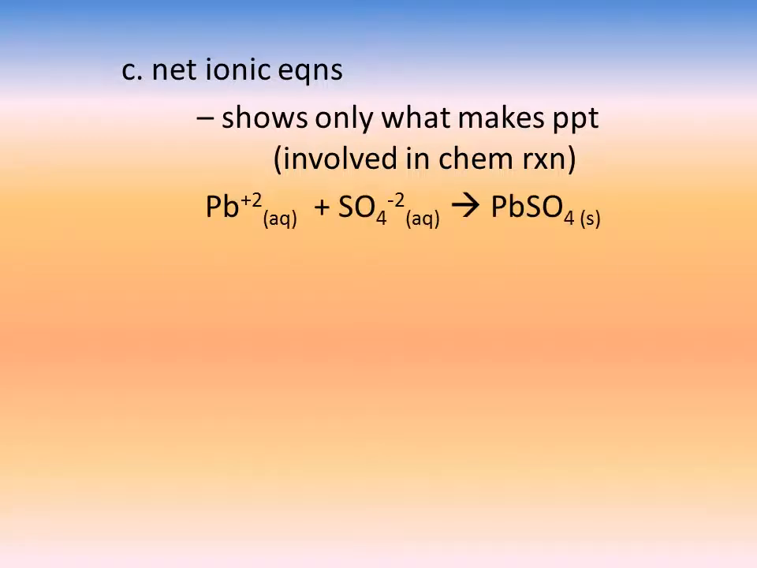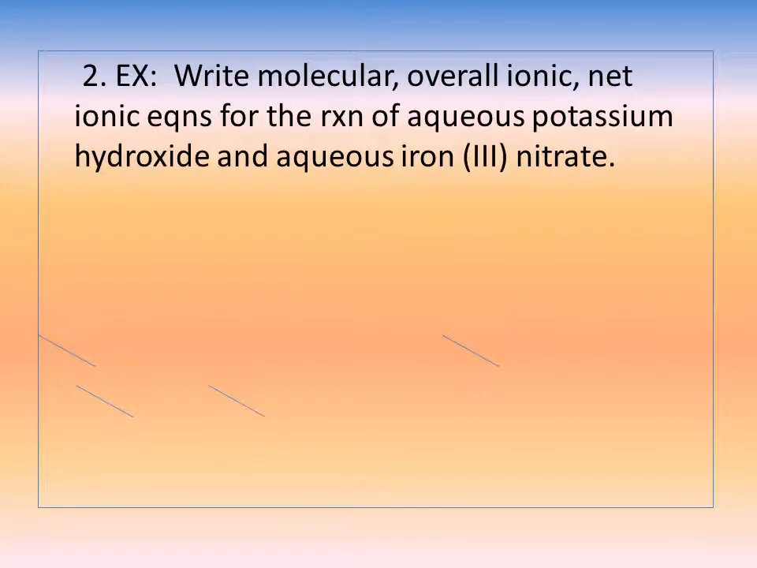So I canceled out the sodium nitrate. I get Pb²⁺ plus SO4²⁻, and there's 1 on each side, so I'm good with that balanced equation. That's called the net ionic equation.